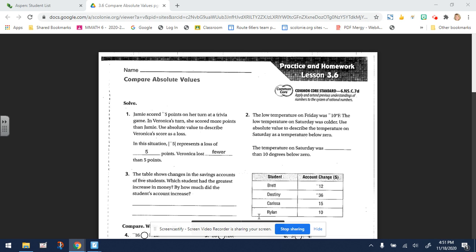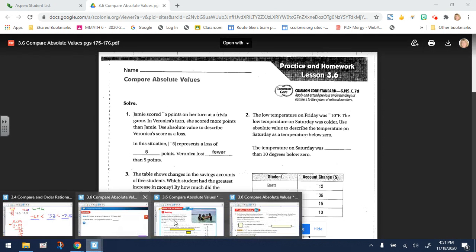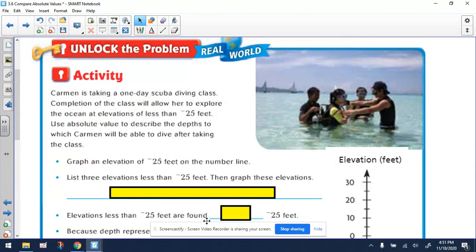We're going to learn how to compare absolute values. This is lesson 3.6 from the Go Math. Let's take a look at this example first.